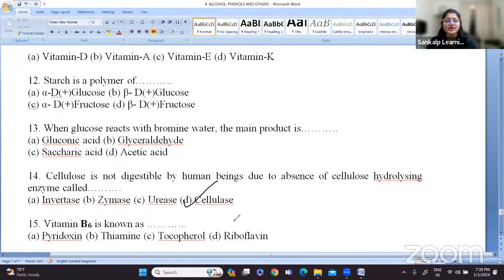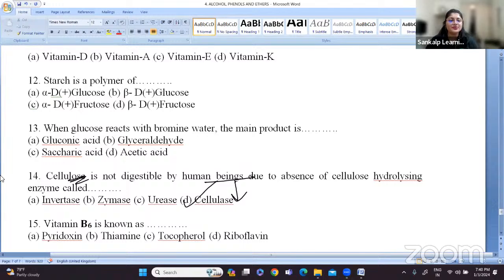This cellulase enzyme breaks down complex substances like cellulose. In our human body, we lack this enzyme, so we cannot break down cellulose.